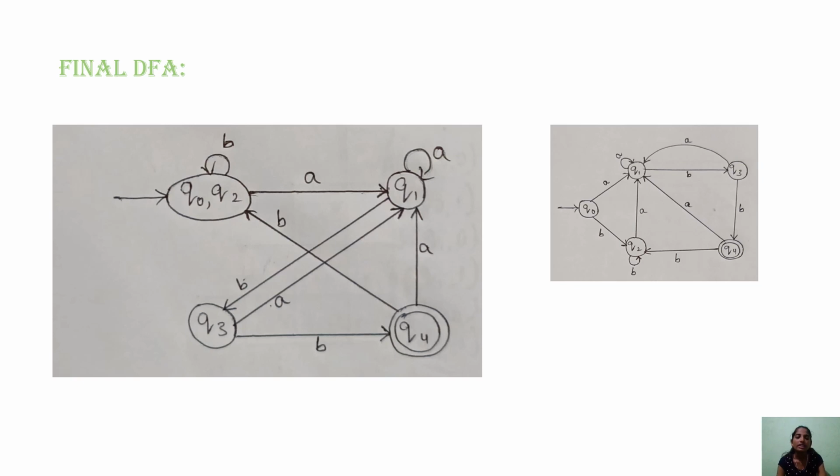Q1 on giving A is a self loop, it remains in Q1 itself. On giving B it goes to Q3, and Q3 on giving A goes to Q1, on giving B it goes to Q4. The final state Q4 on giving A goes to Q1, and on giving B it goes to Q0, Q2. So this will be the minimization of the DFA, the final DFA.